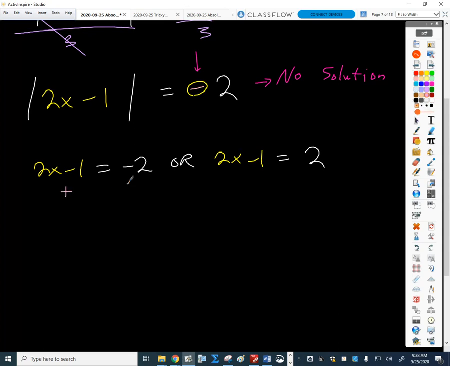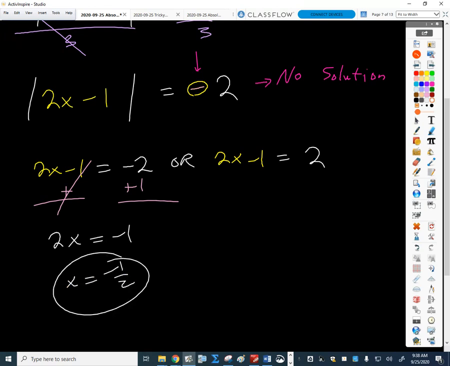If I add 1 to both sides, those guys cancel. I get 2x equals -1, divided by 2. So x equals -1/2 is one answer. What about over here? If I add 1, I get 2x equals 3, divided by 2, and get x equals 3/2.